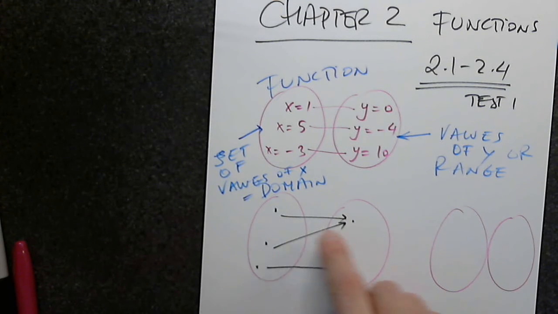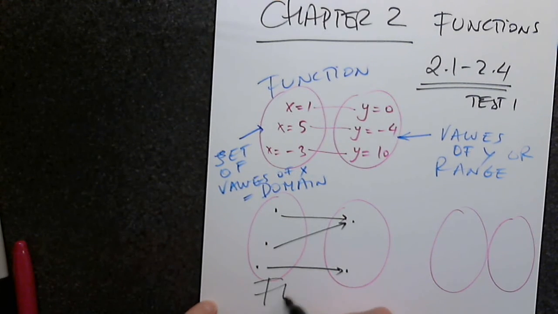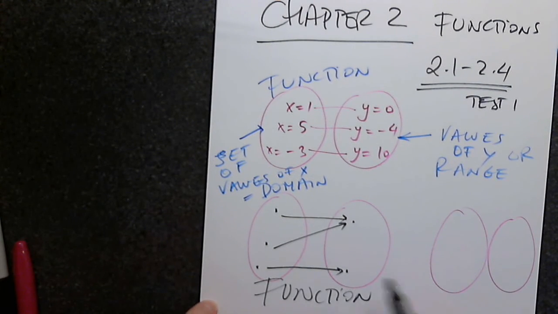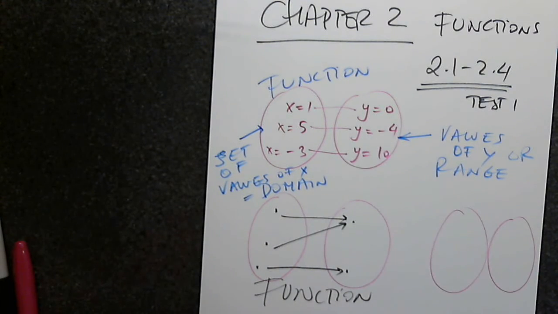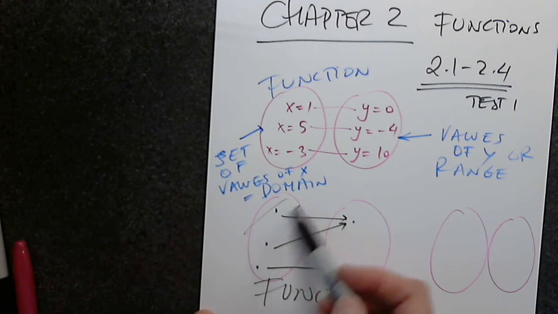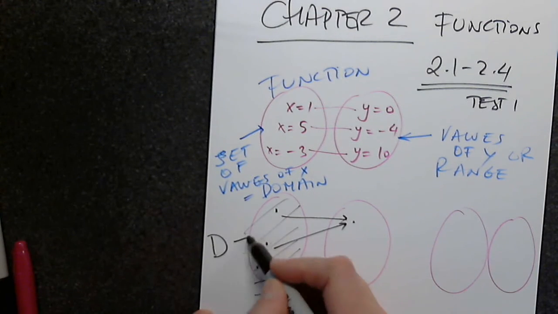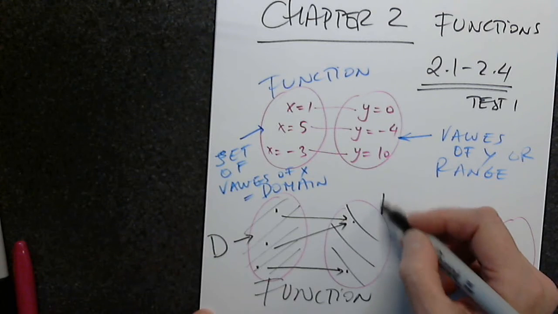To each x value, only one y value. To each x value, only one y value. To each x value, only one y value. Is this a function? Yes. It is a function. It doesn't have a very special property that this one has, but it's still a function. This is still its domain, and this is still its range.